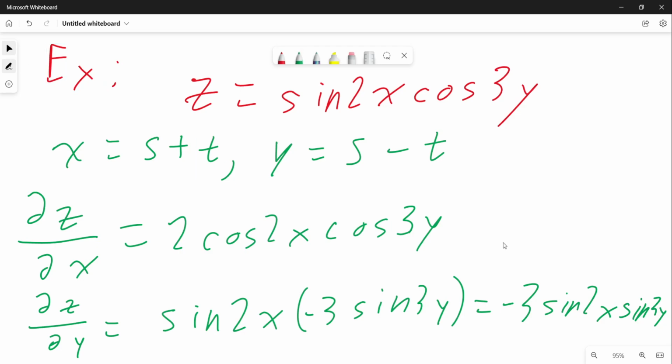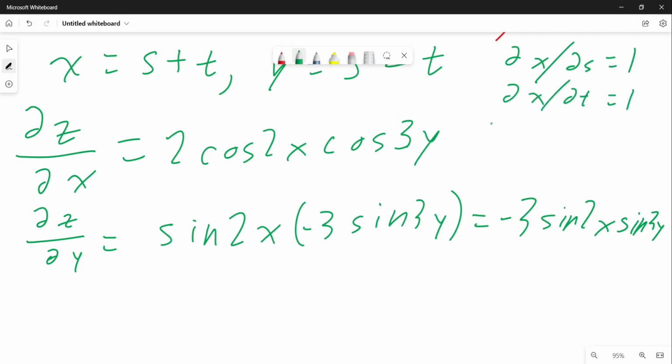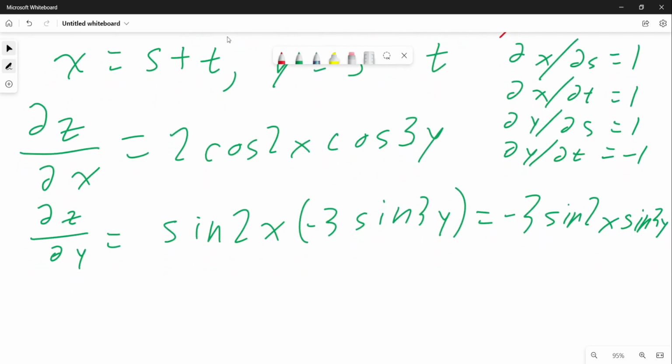So we need to do all these partials now. These shouldn't be too bad though. Del x over del s is 1. Del x over del t is 1. Del y over del s is 1. Del y over del t is negative 1. Those are all my second level partials. I'm not sure if there's a good term for that.